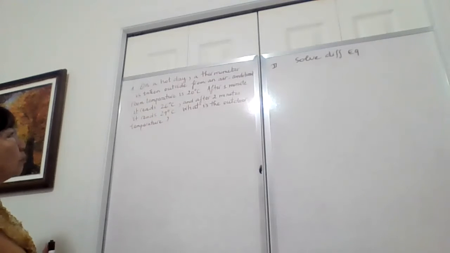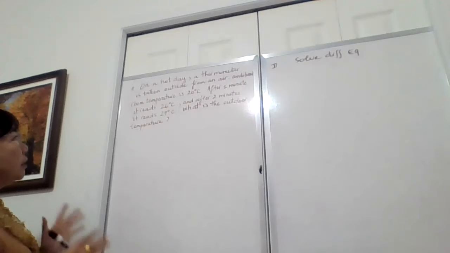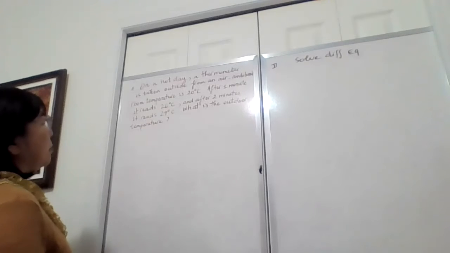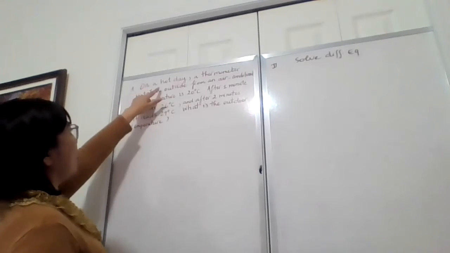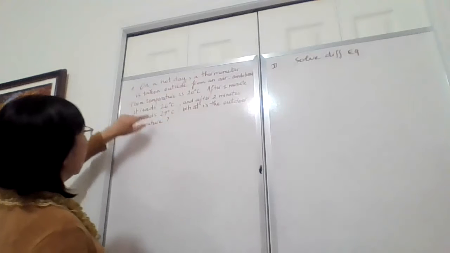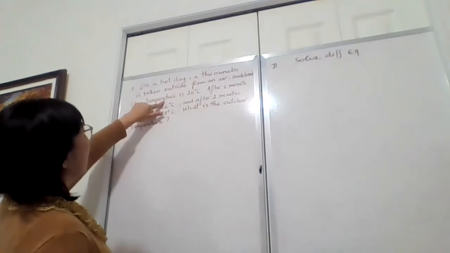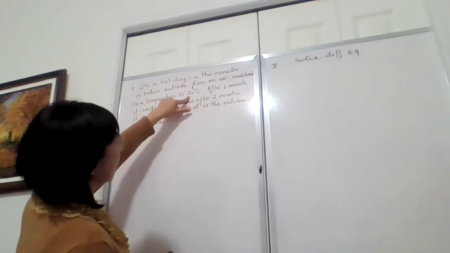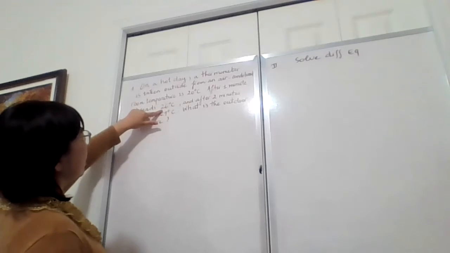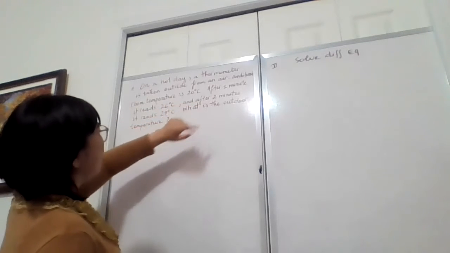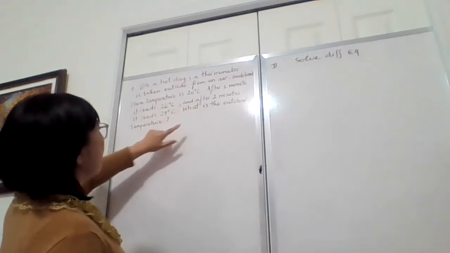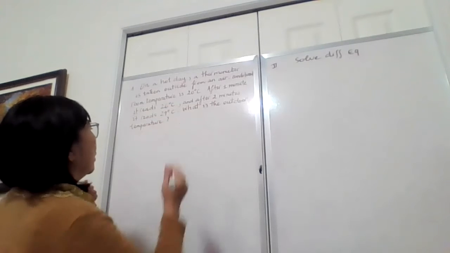Okay, so let's figure out what data is given to us. Let me read one more time. Sometimes it doesn't get into my mind when I just read one time. On a hot day, a thermometer is taken outside from an air conditioned room. The temperature is 20 degrees Celsius. After 1 minute, it reaches 26 degrees Celsius. And after 2 minutes, it reaches 29 degrees Celsius. What is the outdoor temperature? Okay, so this is the question.